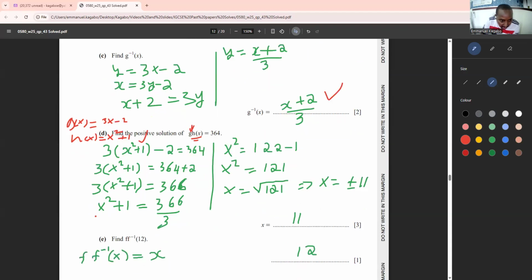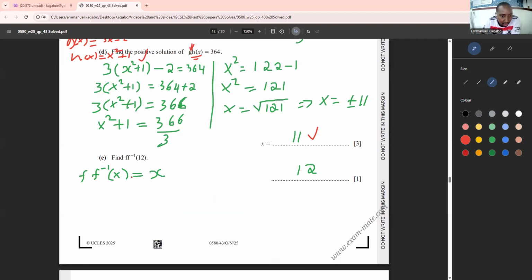Divide by 3 both sides. I'll get x squared plus 1 equals 122. Then 1, you take it on the other side. I'll get x squared equals 121. And square root of 121 will give me positive or negative 11. But the question said positive solution. So the answer will be positive 11. Guys, square root of any number is always positive or negative, okay? Don't forget that. In this situation, we are just giving only the positive value because that's what they're asking you, okay?